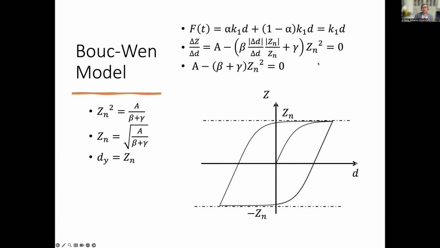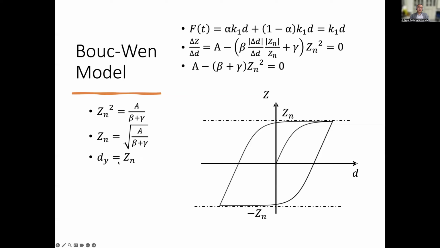And this equation becomes 0, so Zn is some value, right? And this is just 1 and 1, right? Because they are in the same direction. Delta D is positive, Z is also positive, so it becomes 1. So beta plus gamma multiplied by Zn squared becomes 0, A minus 1, A is equal to 1. So we can know that Zn squared equals A divided by beta plus gamma. Zn equals root of A over beta plus gamma. So we know this relationship.